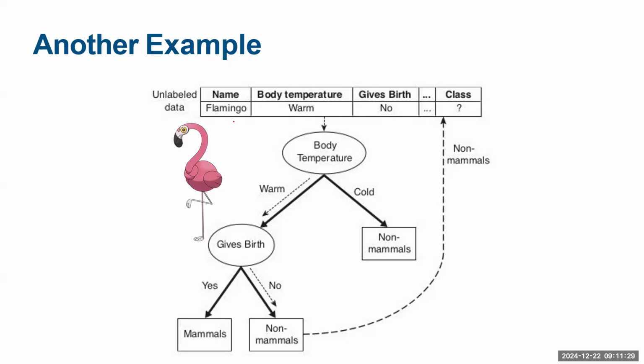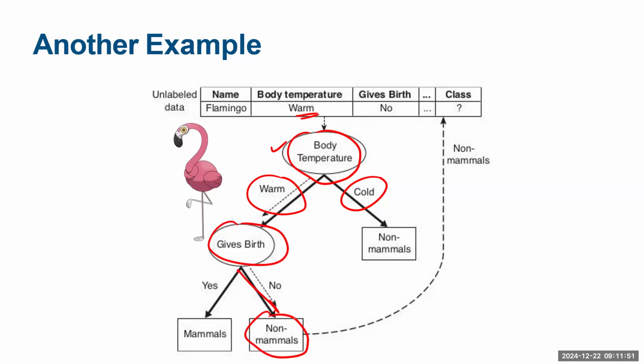We have body temperature, and the answer is warm. So we go down the edge that's called warm, right? The edge is the answer of the decision node question. And when you go to warm, you have another question, which is give birth, and the answer is no. And when you have no, your answer is non-mammal. And so you predict that this data is non-mammal.